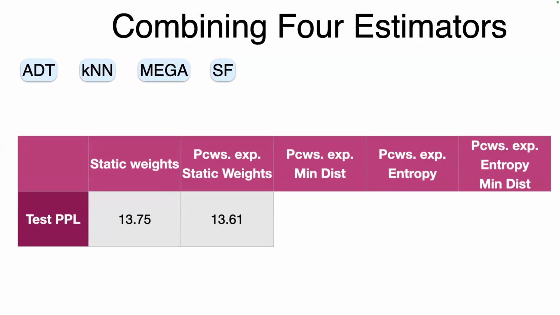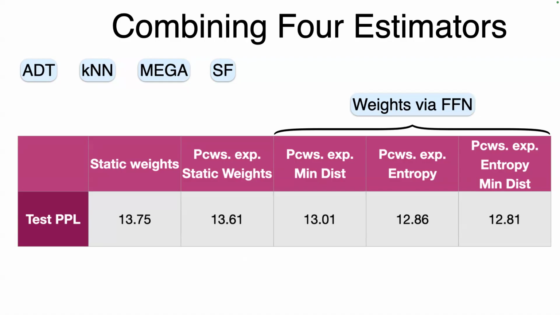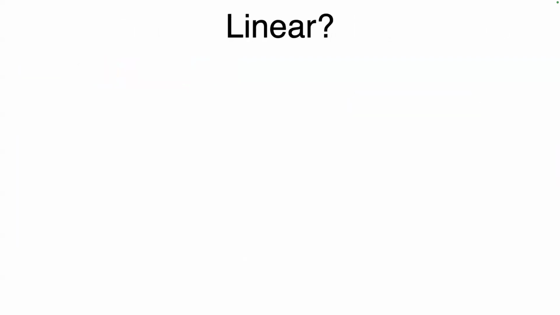And then if you look at the adaptive combinations, we use the entropy, and we also use something called minimum distance that I skipped. Then here you get 13.01, and this is just using minimum distance, and this is using entropy. And when we use both, you get 12.81. And you calculate the weights here using a feed-forward network. But all these are linear estimator combinations.